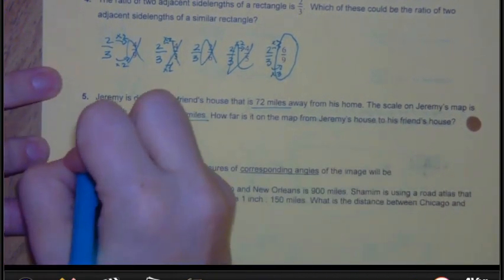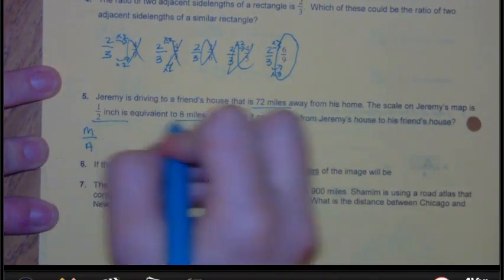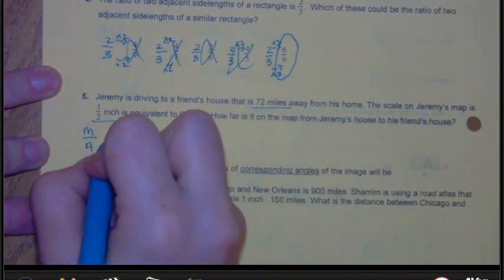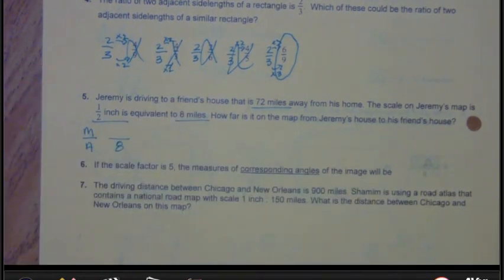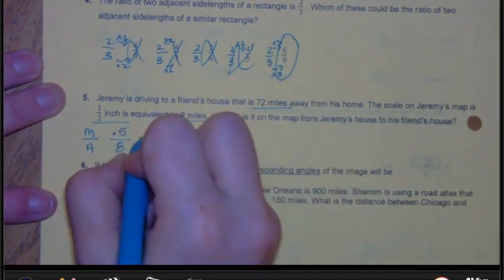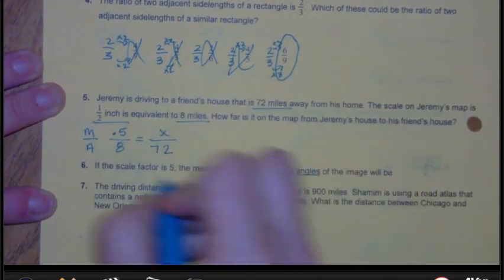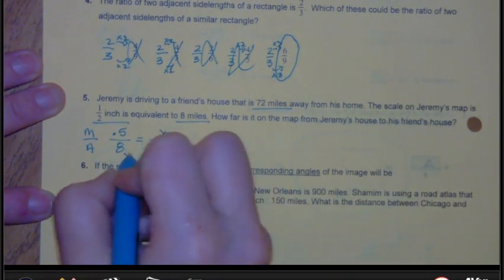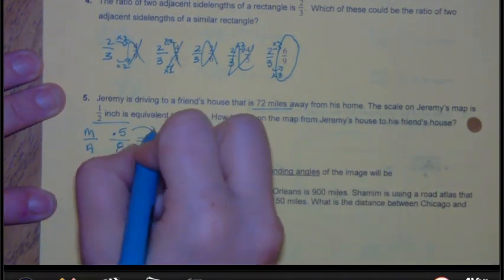All right, so I'm going to have model over actual again. And I have it as 1/2 inch is equivalent to 8 miles. Well, I know that 8 is my actual. 1/2 is my model. And I'm going to turn 1/2 into a decimal of 0.5. And I'm going to set this equal to 72, my actual, on the bottom. Well, 8 times what can get me to 72? And 8 times 9 can get me to 72.